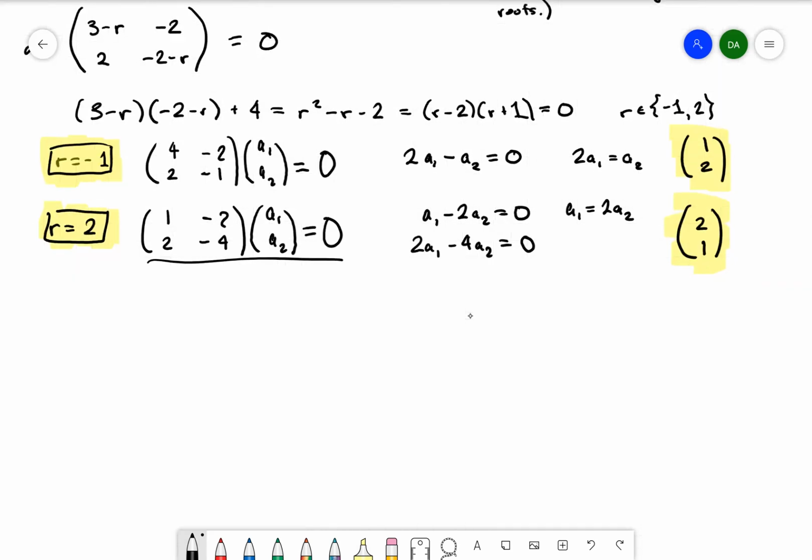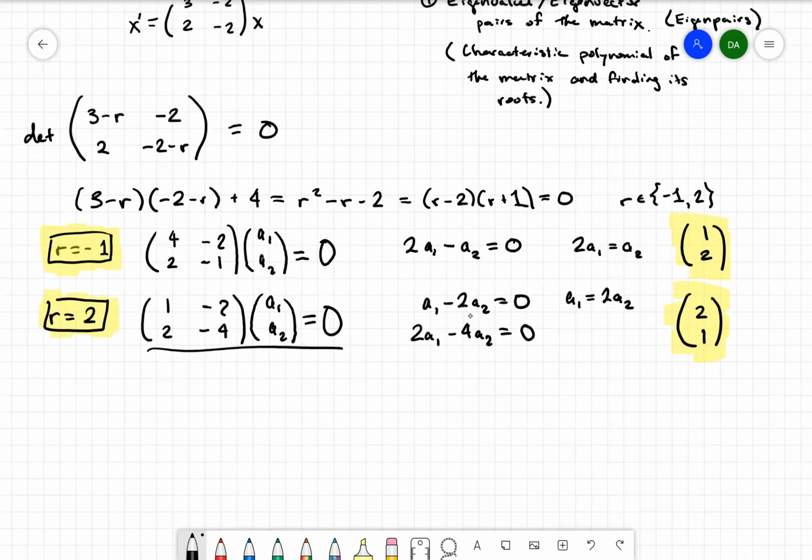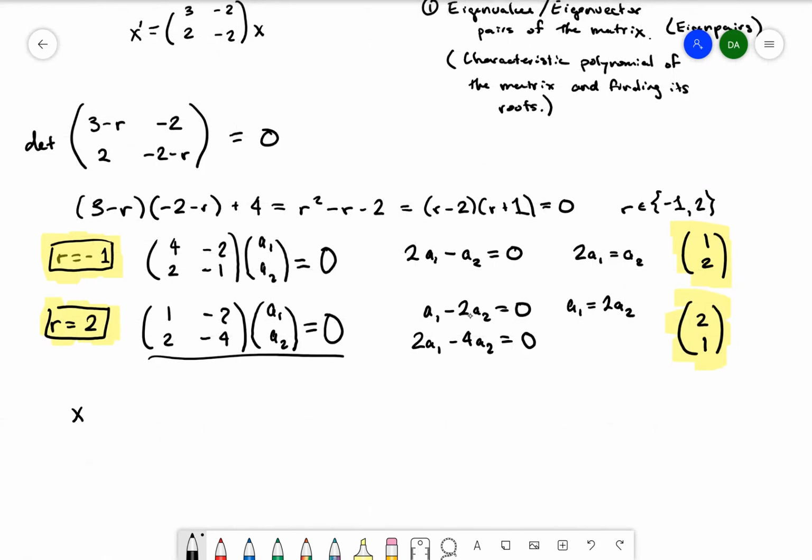So I get two solutions to this system of differential equations. I'll call the first one x1 of t is equal to (1, 2) e to the minus t. And the second solution I get, call it x2, is (2, 1) times e to the 2t.